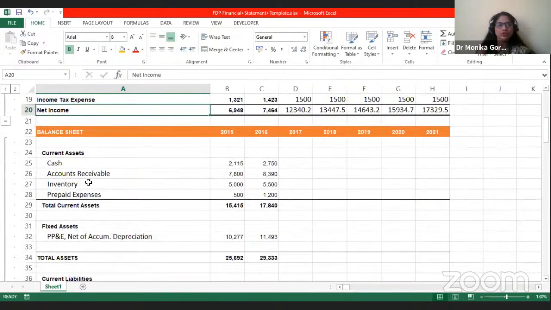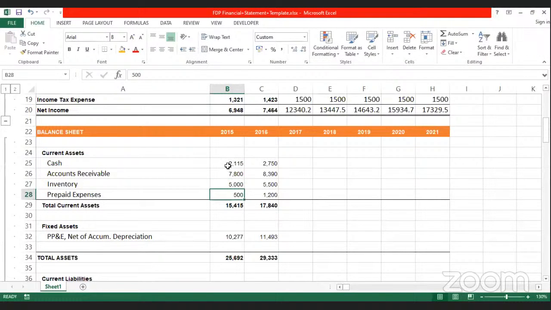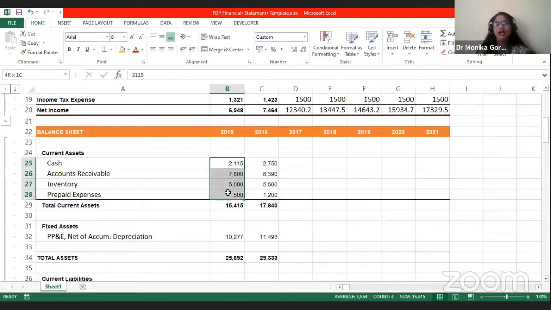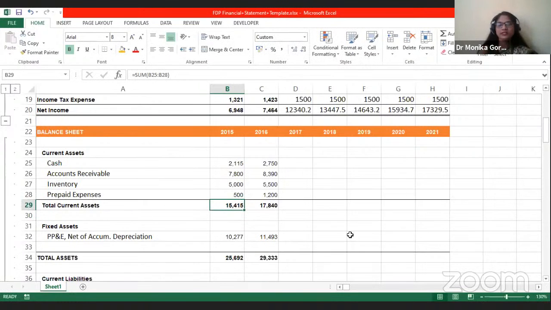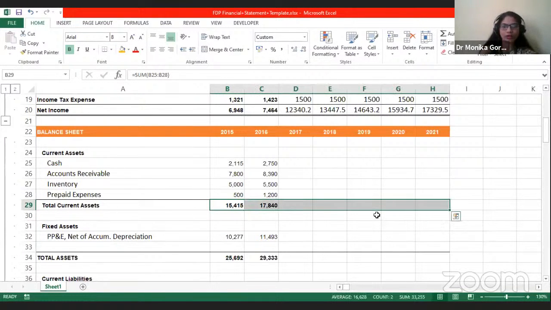Okay. Starting with our current asset, your current assets start with your cash, account receivable, inventories, prepaid expenses. The sum of all this, cash, account receivable, inventory and prepaid expenses, is your total current asset. When I scroll this, I'll just drag this, control R, so that the formula will automatically get pasted.